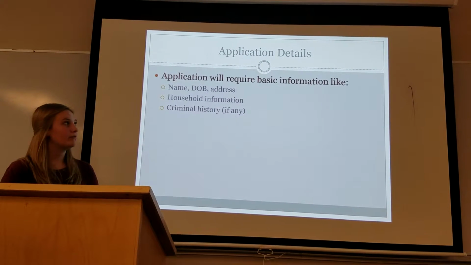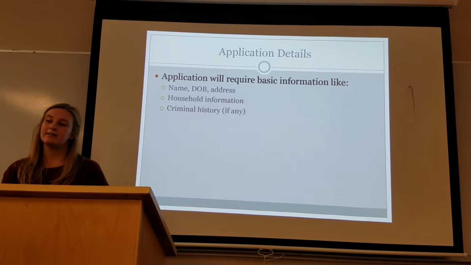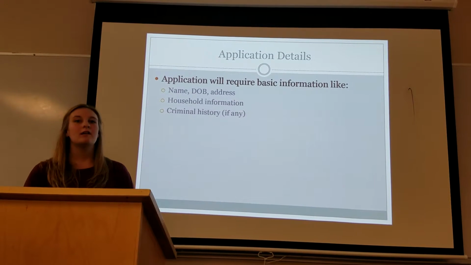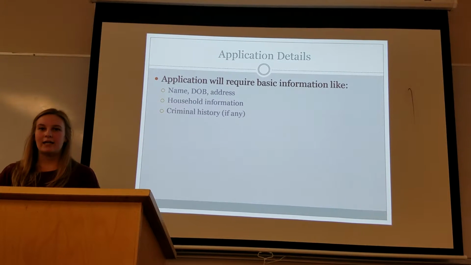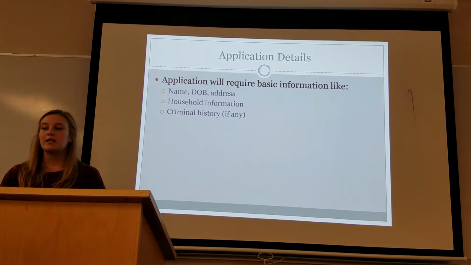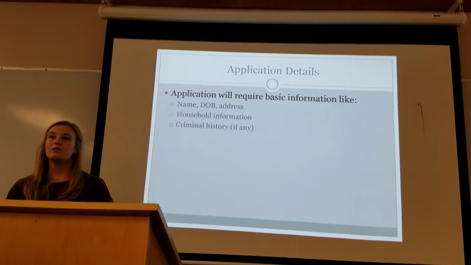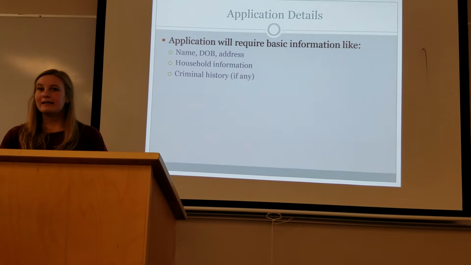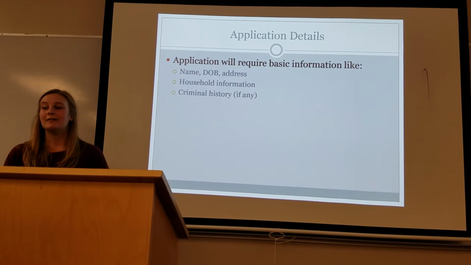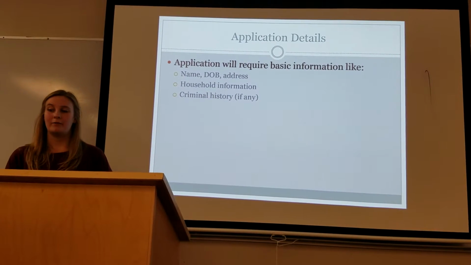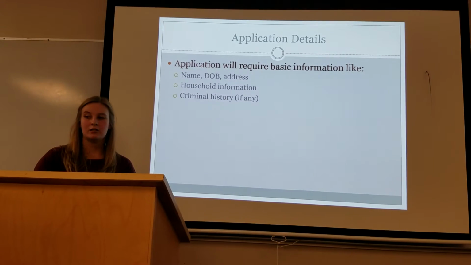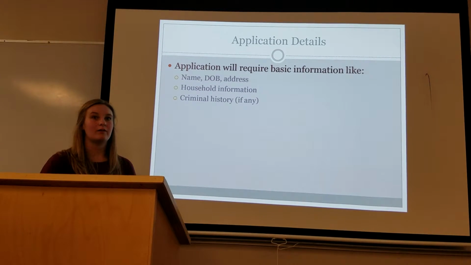The application has a few different parts. First, it'll ask you for your basic information. This will include your name, your date of birth, and your address. It's also going to ask you about your household, how many people you're living with, how many people you support. It's going to use this information to determine how much financial aid you're going to receive.